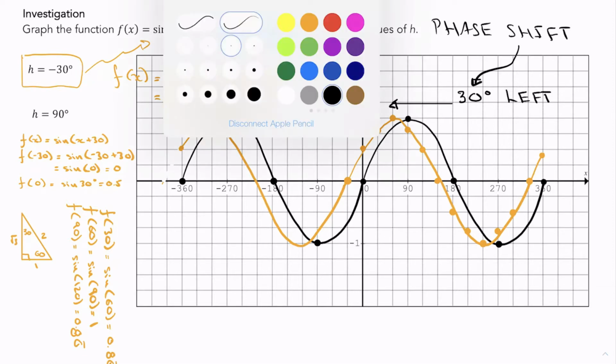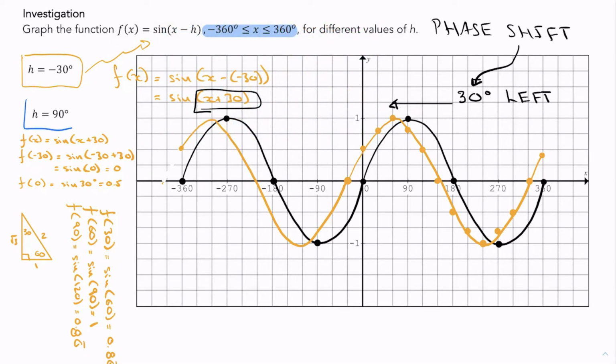For the second one, and I will do that in blue, we have an h value of 90, and this one I will run through more quickly. My function is going to be, where can I write it over here? It will be f of x equals sine of x minus 90. Okay, and before, when we had a plus 30, we moved to the left. What do you think is going to happen when you have a minus 90? It's going to move to the right 90 degrees.